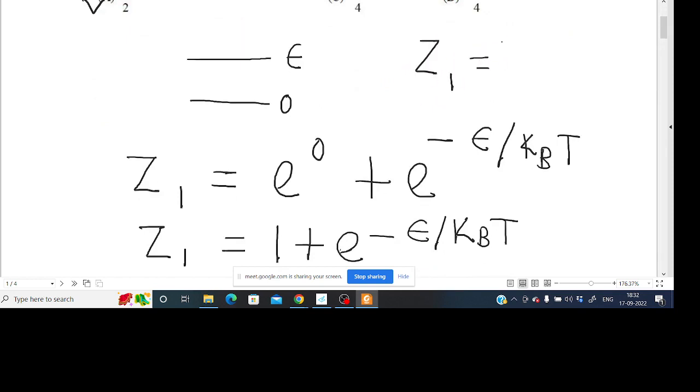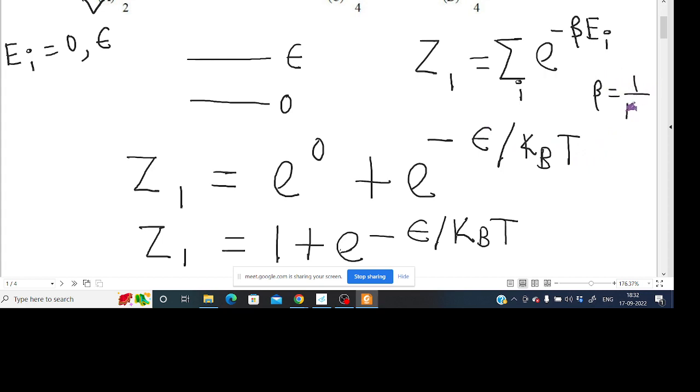The single particle canonical partition function is equal to sum over i of e to the power minus beta e_i. Here e_i can be equal to 0 and epsilon. So put the values here, you will get z1 equal to e to the power 0 plus e to the power minus epsilon by kBT, and beta is equal to 1 by kBT.